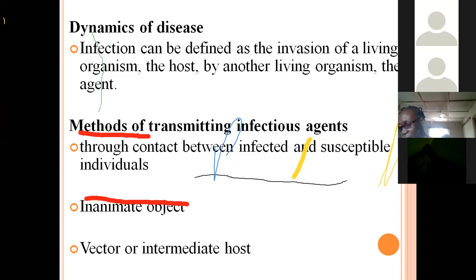Then two is inanimate objects. If a particular microorganism has rested on that object, then one can contract it. Then the third one is through vectors. An example of these vectors is the mosquito. The mosquito itself is a vector of the malaria parasite, Plasmodium falciparum. So through mosquito bites, that's the third way in which one can contract a microorganism.